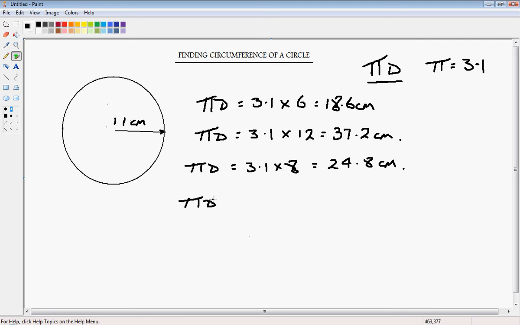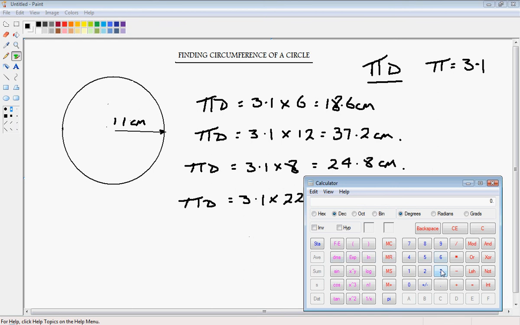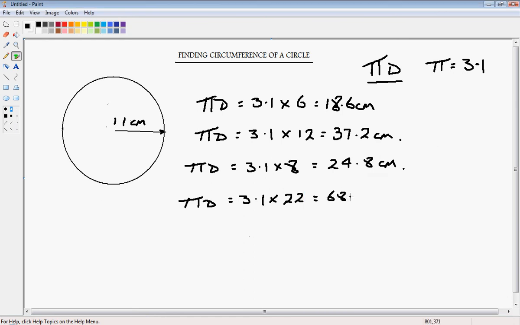So this would be pi d. Now that will be 3.1. You see why pi is referred to as a constant, because it's always 3.1 multiplied by the diameter. Now if the radius is 11, the diameter will be twice that, which is 22. So we have 3.1 multiplied by 22, and that gives us 68.2. So we get 68.2 centimeters.